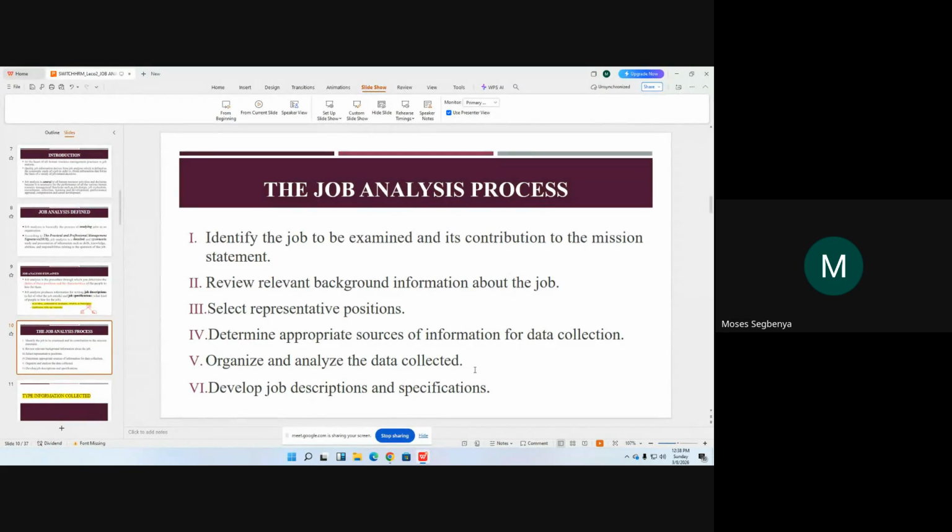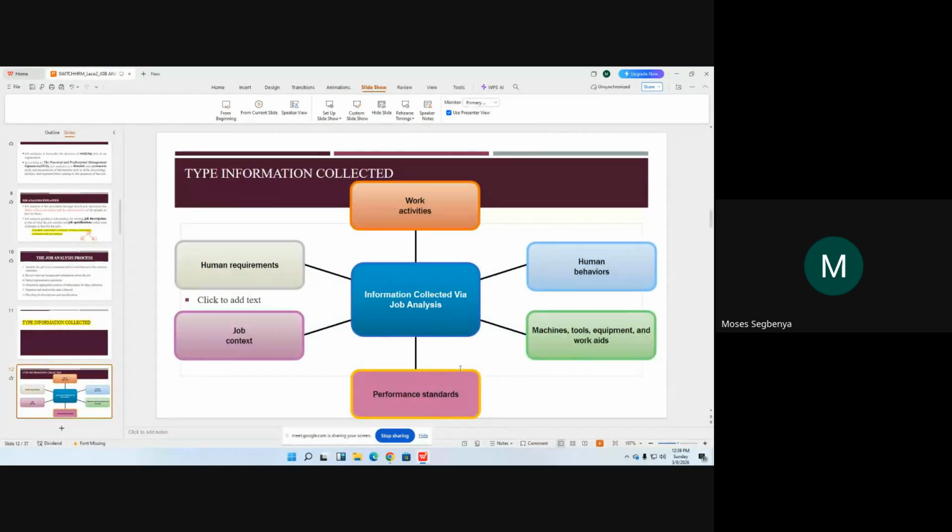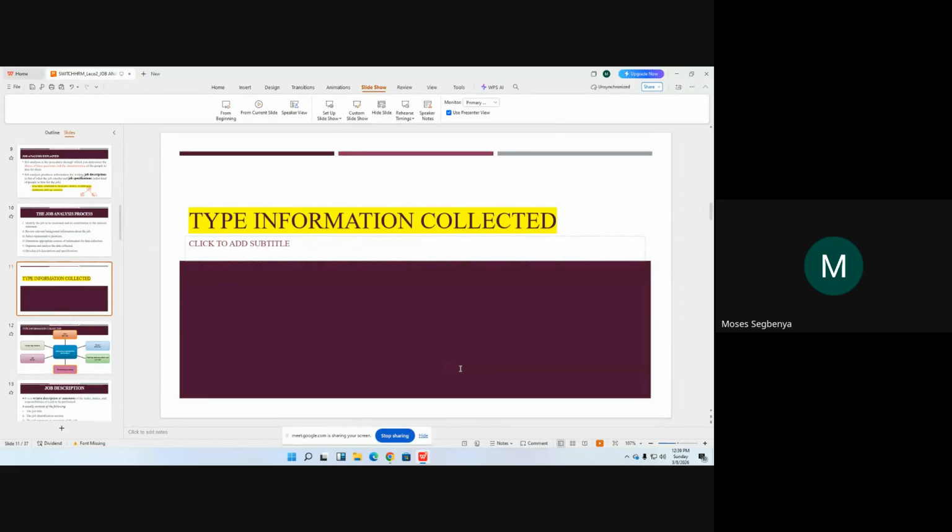It's gone now. And then organize and analyze the data collected and develop job description and specification. So your ultimate is the job description and specification. If you don't achieve it, all the earlier 1, 2, 3, 4, 5 processes are not effective. So now let's see, what are the types of information collected?